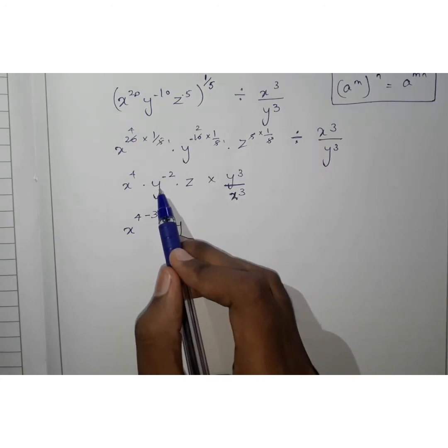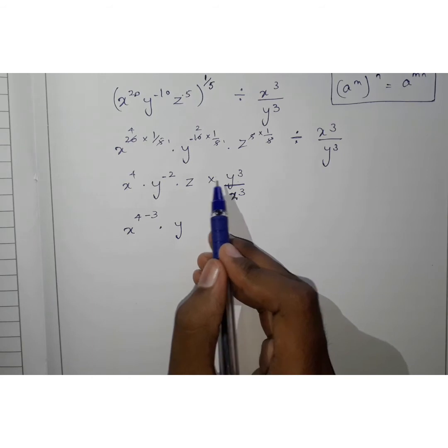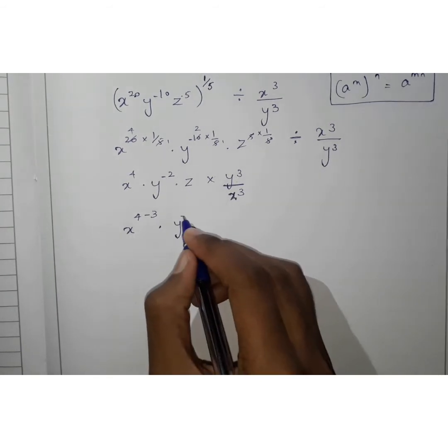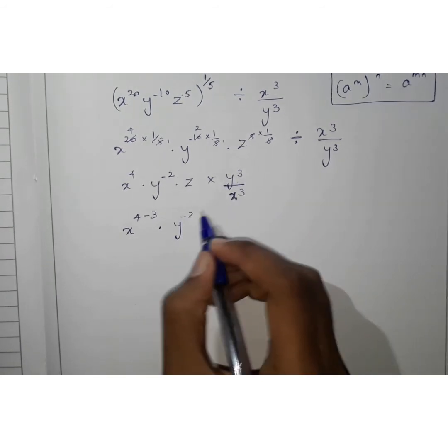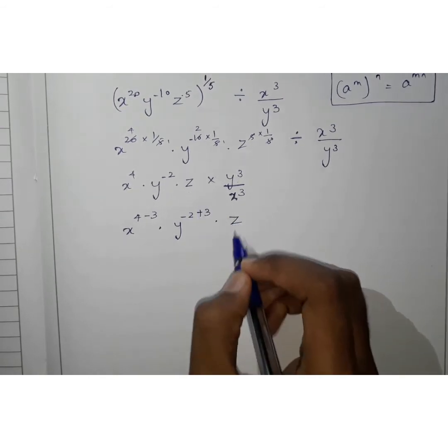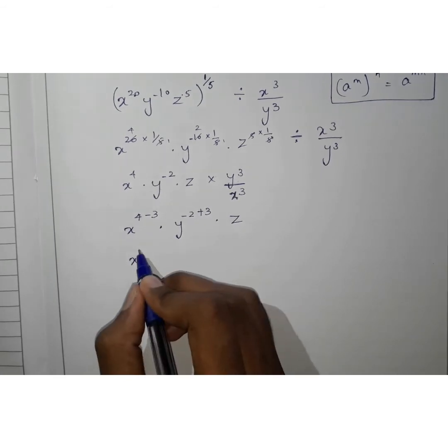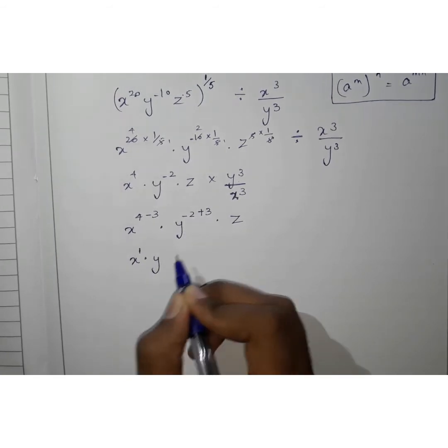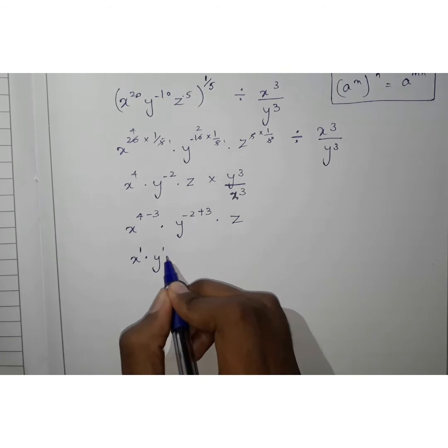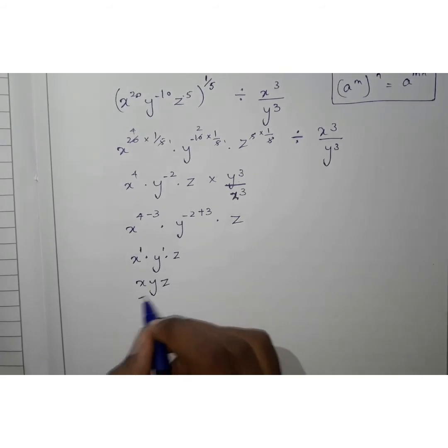We have to check if we have any like terms for y. Yes, it is there and it is multiplied. So what we need to do, we need to add the powers. So already the y power is minus 2 and we need to add plus 3 over here. And for z, no like term, so we'll just put z. Now we'll solve this. X to the power 4 minus 3 is 1. Y to the power minus 2 plus 3 is also 1 and z as it is. So our answer is x, y, z, the final answer.